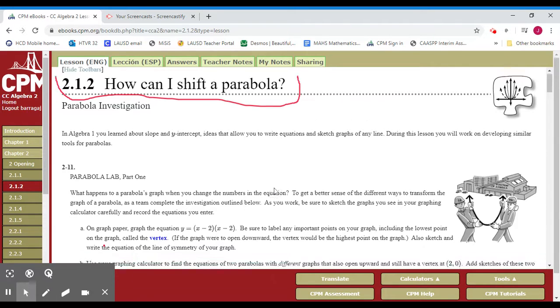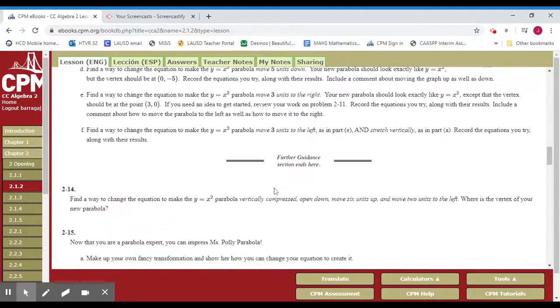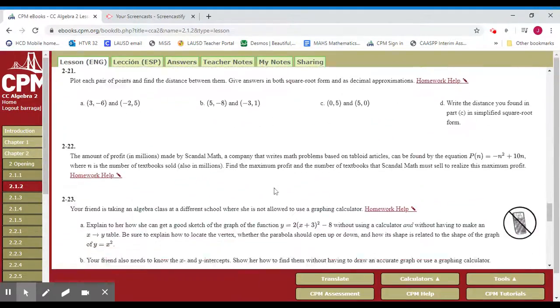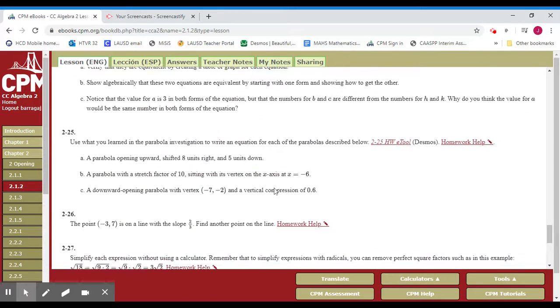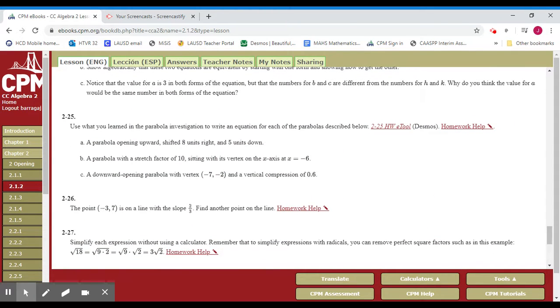We're gonna scroll down here to 2-25. So let's go down here. Okay, so this problem has three parts: A, B, C. It says use what you have learned in the parabola investigation to write an equation for each of the parabolas described below. So you have to do the transformations for each one of these sections. Moving upward, shifted 8 units to the right, or 5 units down.